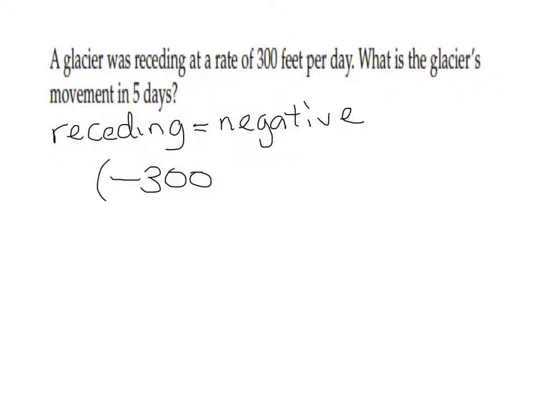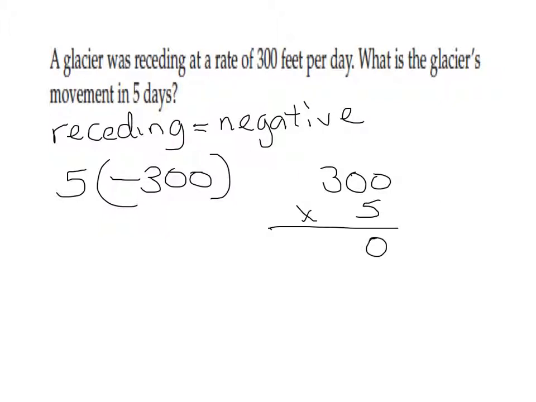They tell us that they have 5 days, so we're going to multiply negative 300 by 5 to get our answer. We're just going to see what 5 times 300 is. 5 times 0 is 0, 5 times 0 is 0, 3 times 5 is 15. The result is 1500. And we notice that we have two integers, one positive, one negative, so our answer will result in a negative. And it is a word problem, so negative 1,500 feet.